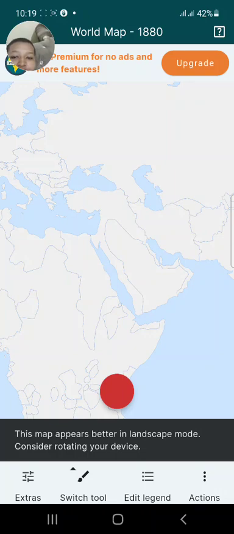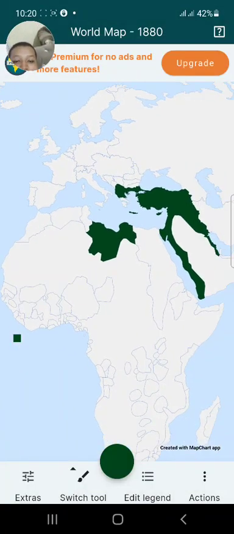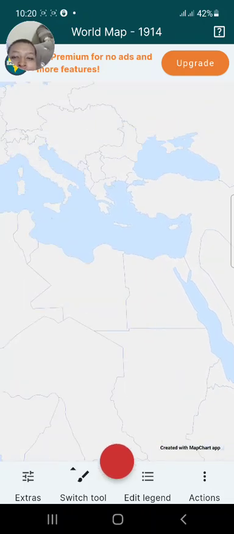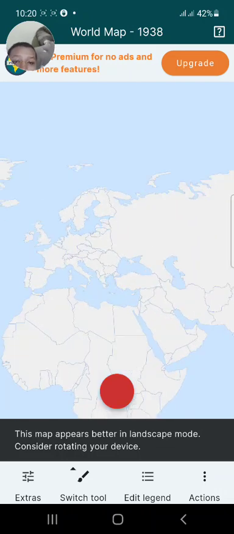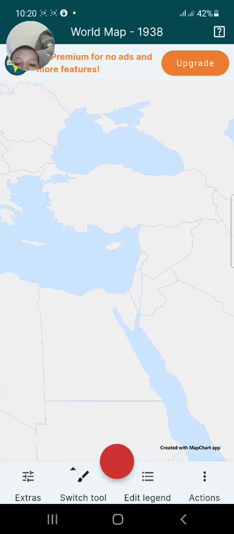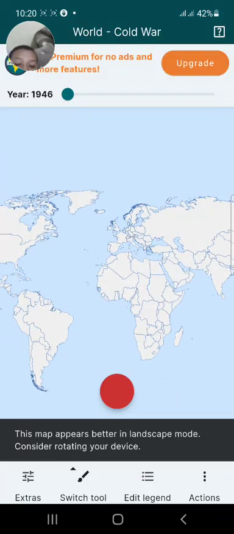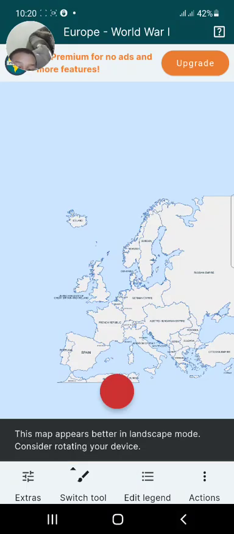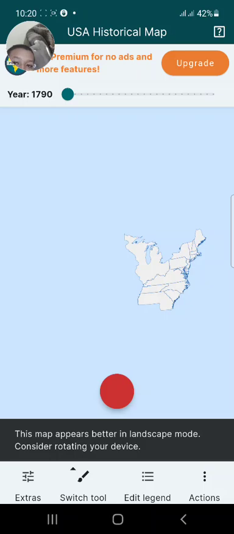A 1880 map. Here you can see the Ottoman Empire has shrunk, but is still alive. The 1914 map, the Ottomans have shrunk more, with most of their Balkan territory gone. And 1938, just before the start of World War II, the Ottoman Empire is gone, nowhere to be seen. There's only the Republic of Turkey. Then we have the Cold War, showing all the borders during the Cold War. And then Europe, World War One, Europe, World War II. And I've already shown you the US historical map.